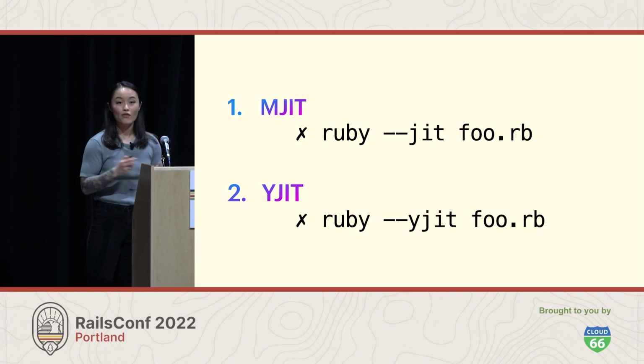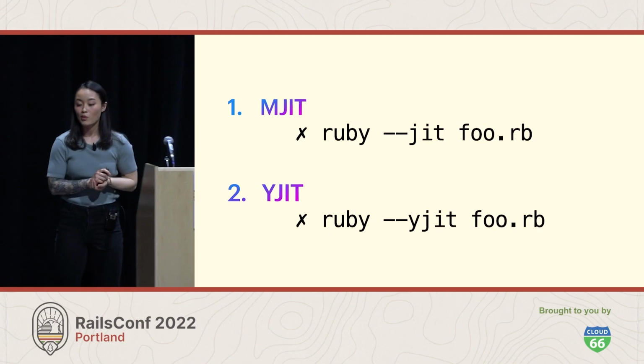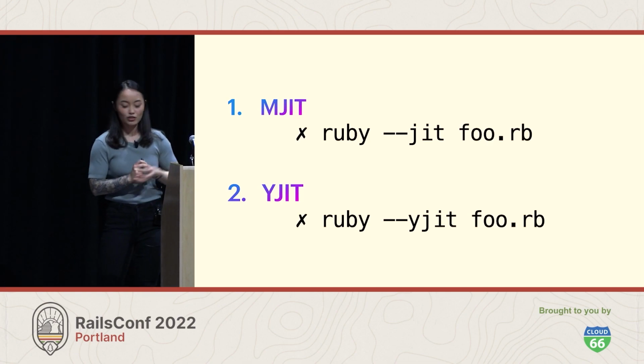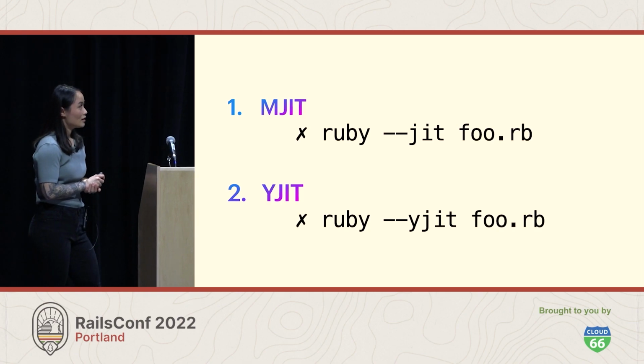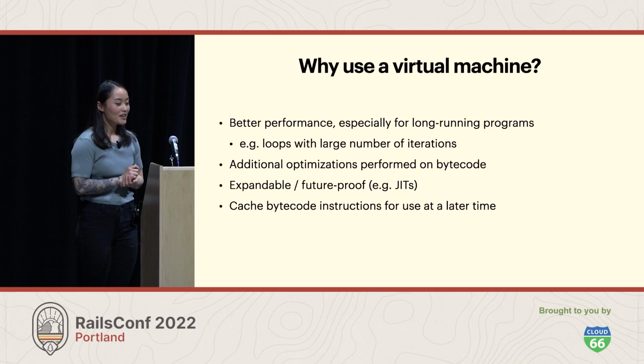And similarly, we also have yJIT, which is created at Shopify, and it was recently merged in Ruby 3.1. And we can use that by using the flag yJIT. So you should try it out. It's pretty cool. And maybe do benchmarks on it, which I think is really cool too.